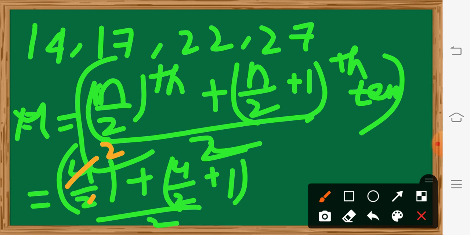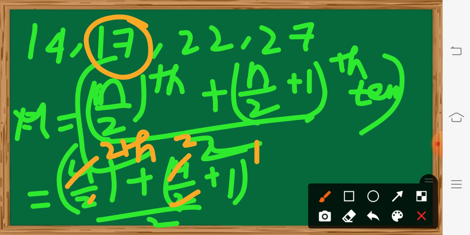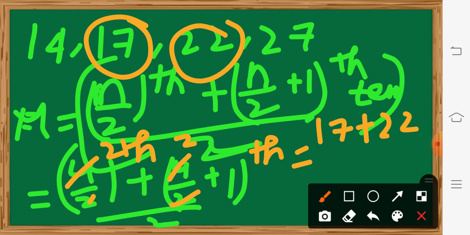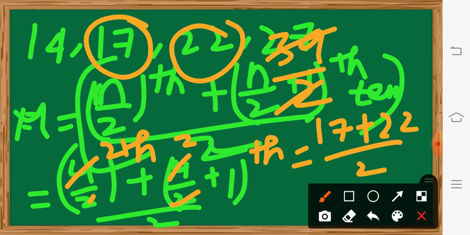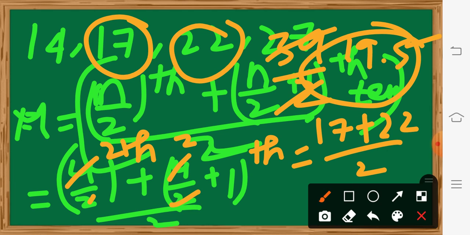When we cancel, 2. This is the second term, and this is the third term. We observe 2 plus 1, 3. The third term is 22. We add 17 plus 22 by 2. When we add these numbers, we get 39 by 2. When we cancel, 2 ones are 2, 2 nines are 18.5. This is the median for these observations.